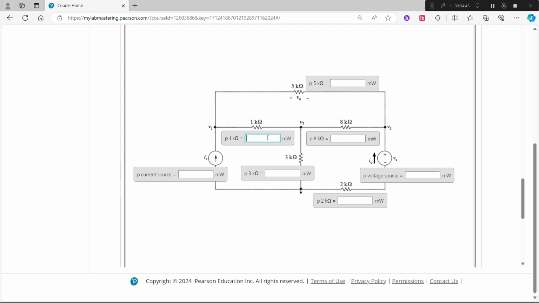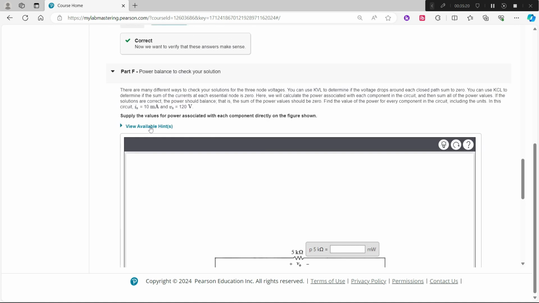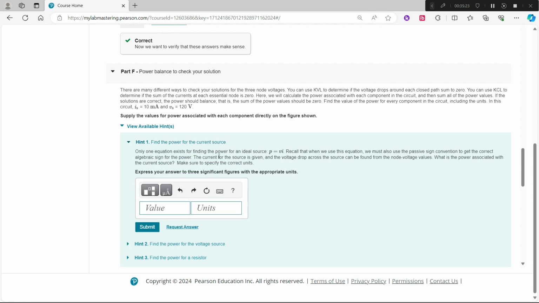Oh, wrong number. 5,625. This is already 10 milliwatts, I'm pretty sure. 260. Actually, how do you calculate the power? I actually don't know. And the power for the current source: power is equal to voltage times I.